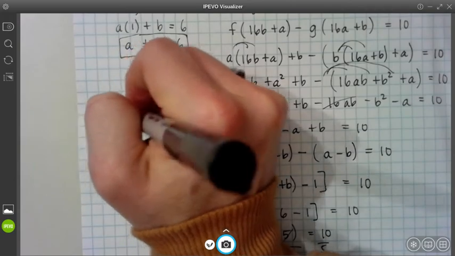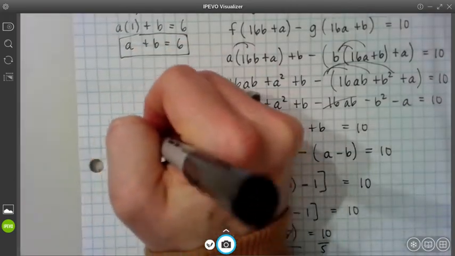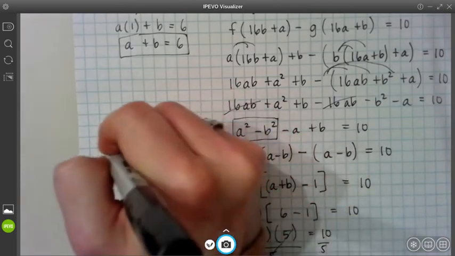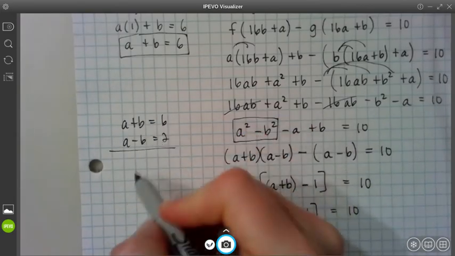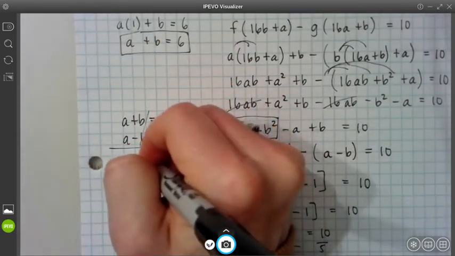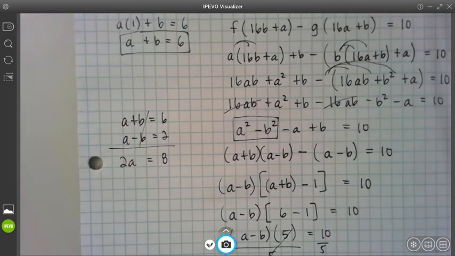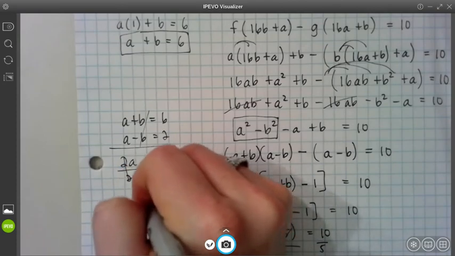So a plus b equals 6. A minus b equals 2. And now I can use your system to add them together. A plus a is 2a. The b's will cancel, and it equals 8. And now divide both sides by 2, and a is 4.